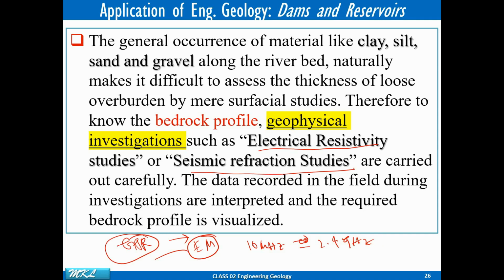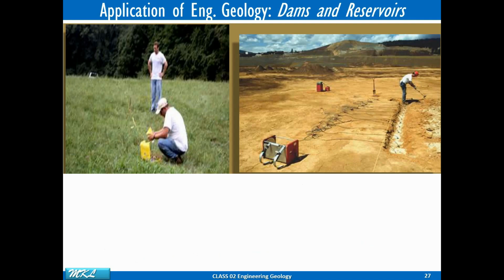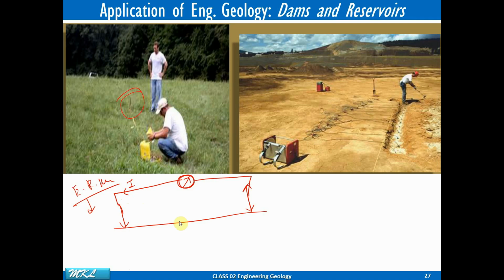Let me give you a brief idea about the electrical resistivity method and the seismic reflection studies. So as the name suggests, in case of the electrical resistivity method, let's draw a simple schematic diagram. We generally take two current electrodes. You are sending current I in this electrode, and measuring the amplitude by this ammeter or a sophisticated instrument. So there will be two steel electrodes. Generally we use steel electrodes like this, okay?